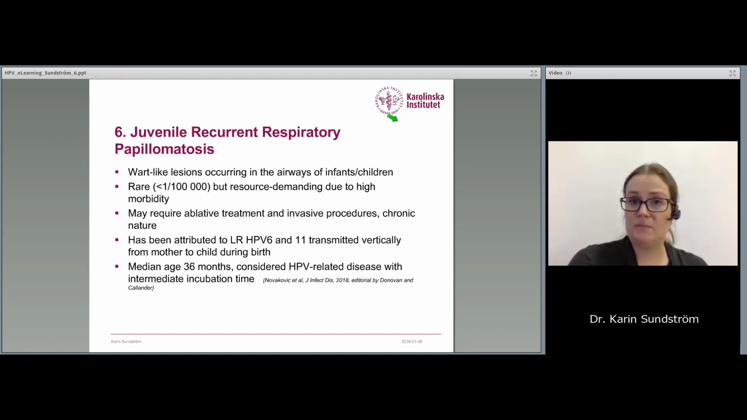The warts may require repeated ablative treatment and invasive procedures, and the disease is considered chronic and relapsing. It's been attributed and proven caused by low-risk HPV 6 and 11, transmitted vertically from mother to child during birth. And the median age of debut is only 36 months. Thus, it is considered an HPV-related disease with intermediate incubation time. And whereas this is a rare disease, most of you may never have heard of it. There's a very interesting new paper in Journal of Infectious Diseases showing that in Australia, after the introduction of a female-only HPV vaccination program, they've actually now seen a reduction, apparently, in this disease among children.